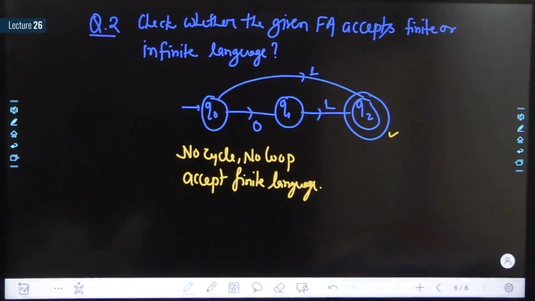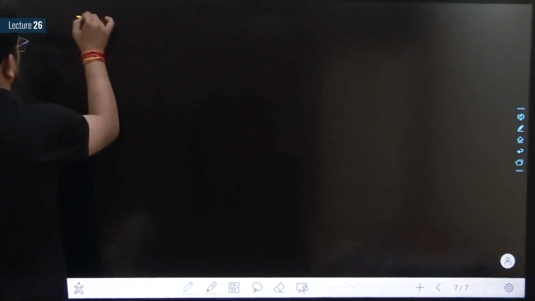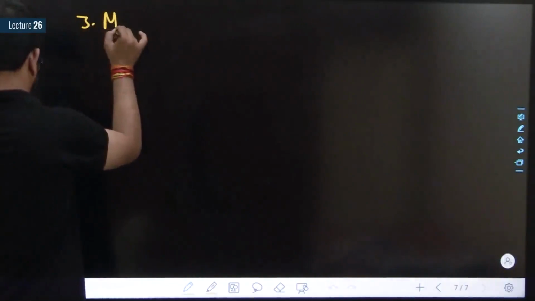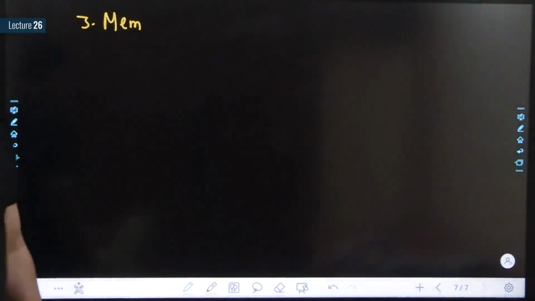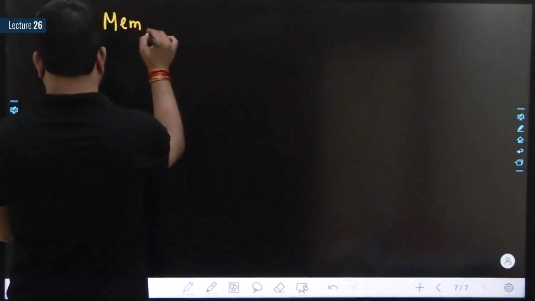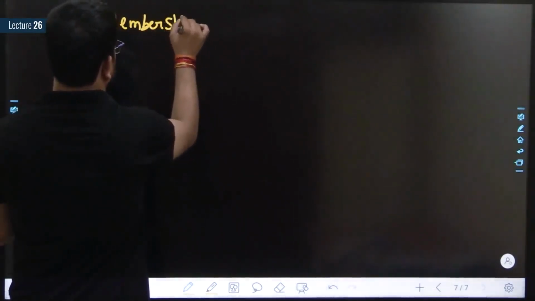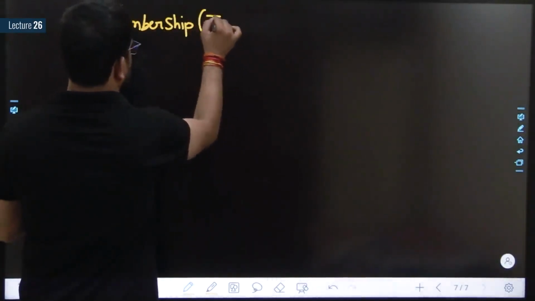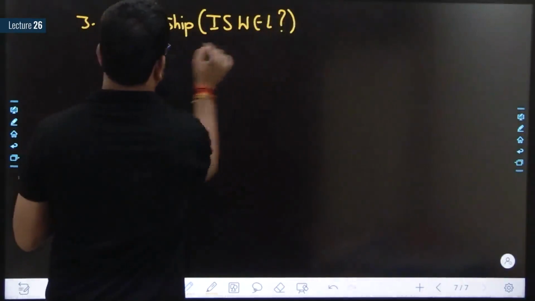Membership. The next property is the membership property. What do you mean by membership? Is the given string accepted by the finite automata or not? Membership is: does W belong to L or not?